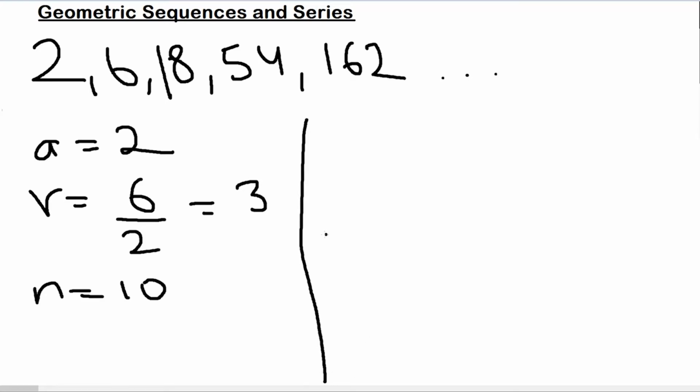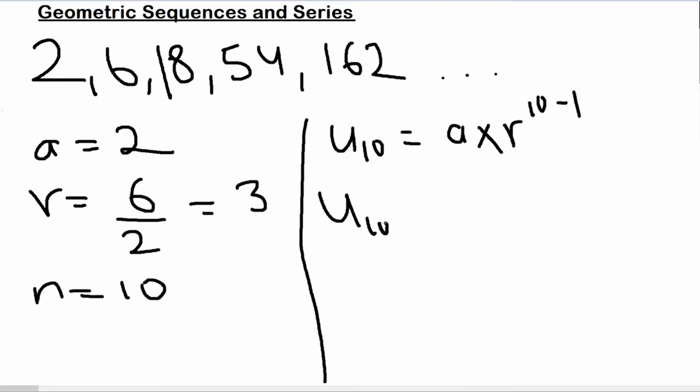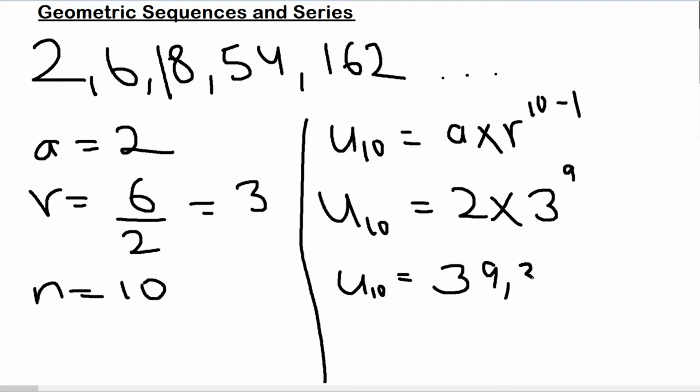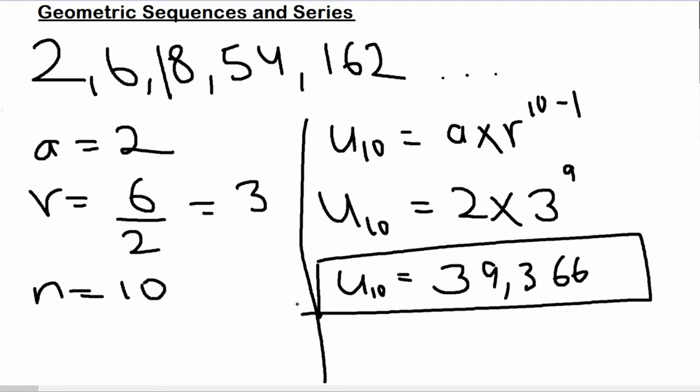So un, or u10, is given as a times r to the power of 10 minus 1. So u10 is given as 2 times the common ratio, which is 3, to the power of 9. u10 is hence equal to 39,366. Let's look at another question.